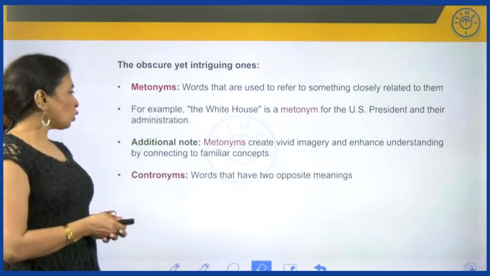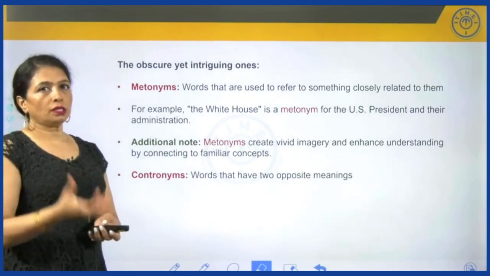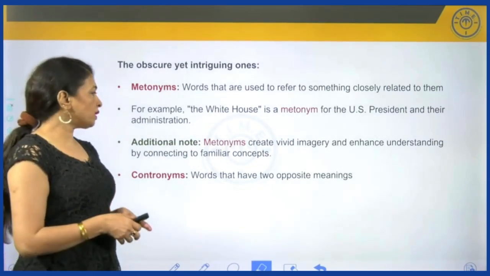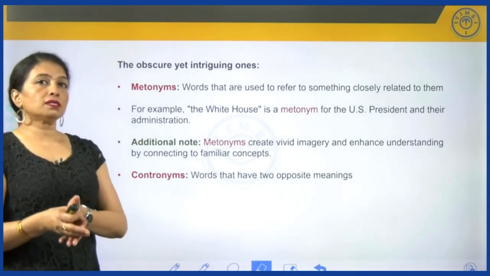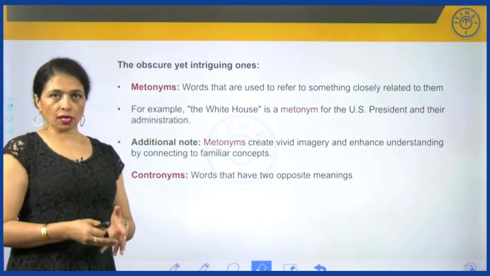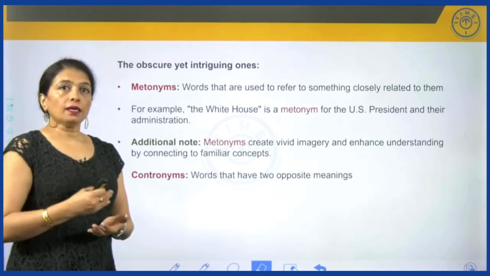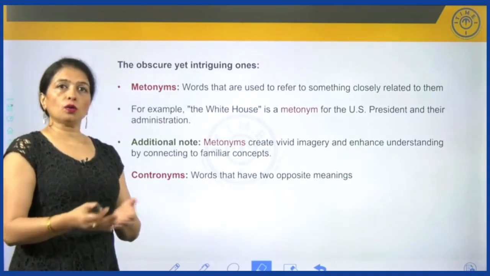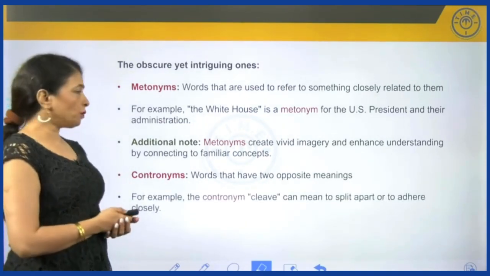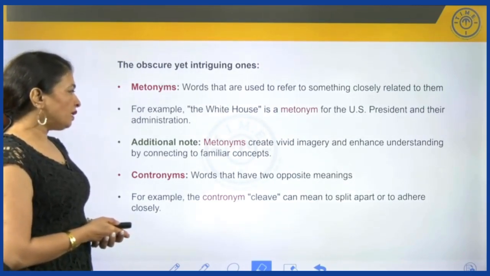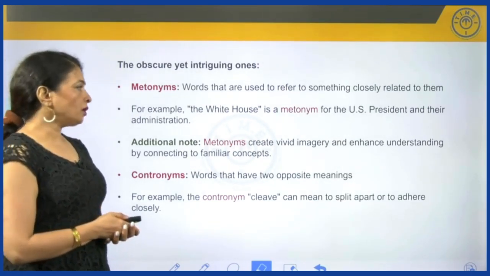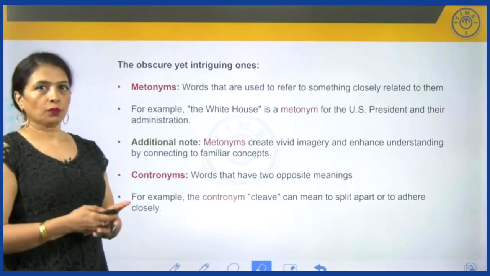The next is contronyms. So, contro is contrast or an opposite, and these words are those that have two opposite meanings, which means that at the same time these words can have those two meanings which are opposites of each other. The example will help you understand this word better. The contronym cleave can mean to split apart or to adhere closely.